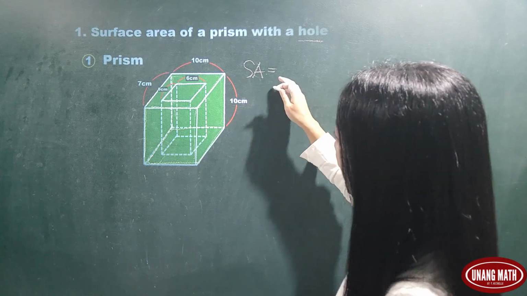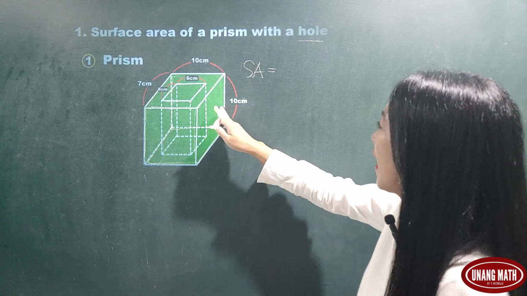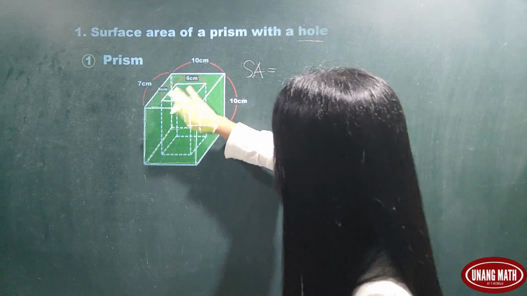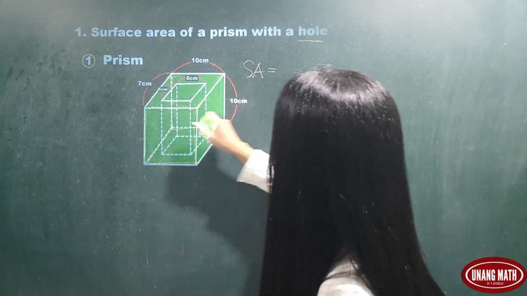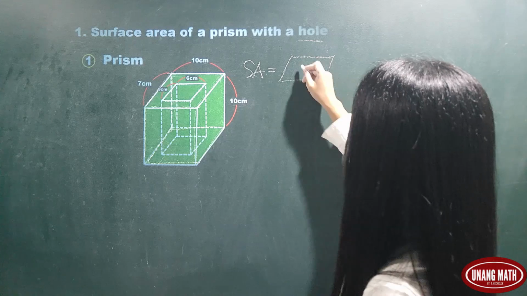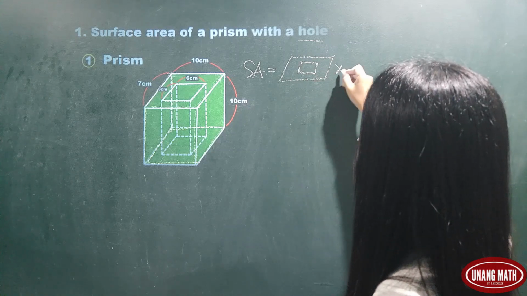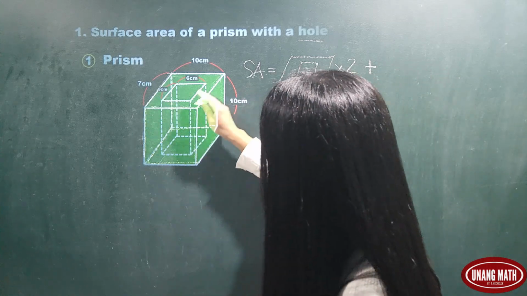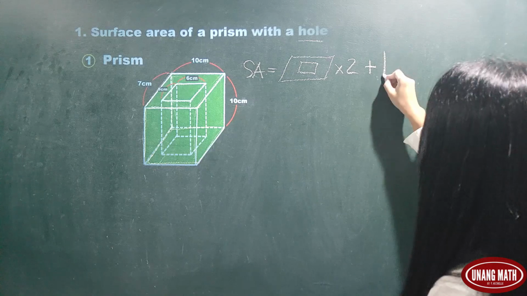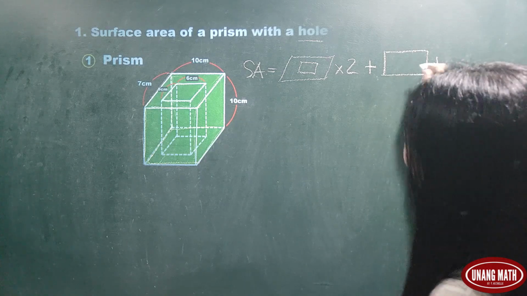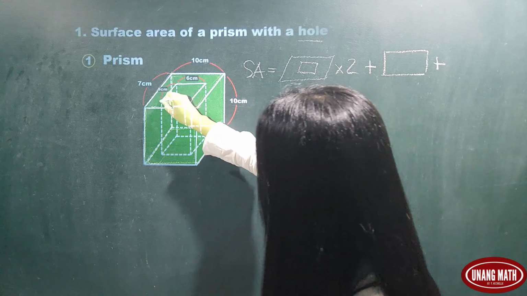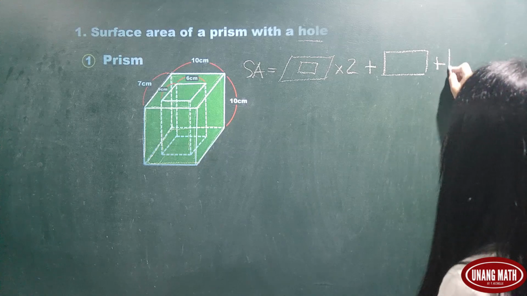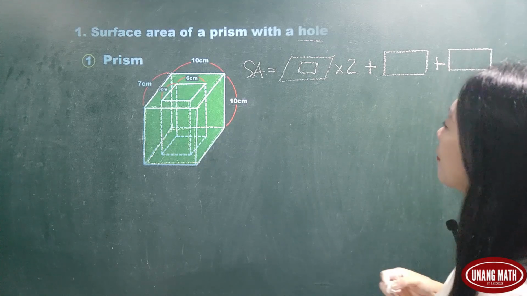Since this is a prism with a hole, to find the surface area, we just have to follow the common way of finding the surface area of a prism. And that is, we have to get the area of the base and multiply it by 2. So in this figure, our base is this one. It looks like this. So find the area of this base, multiply it by 2, and then plus the area of the lateral faces. And since this is a prism with a hole, we also need to get the area of the inside lateral faces. So plus the area of the inside lateral faces.